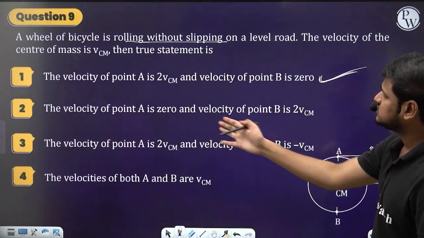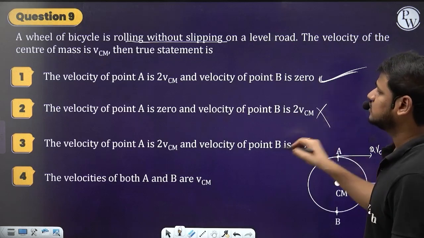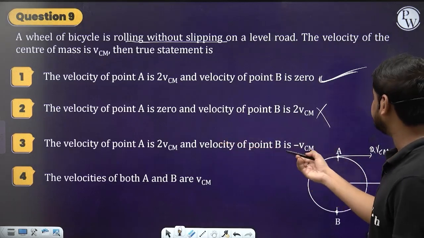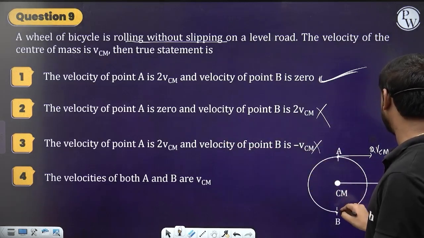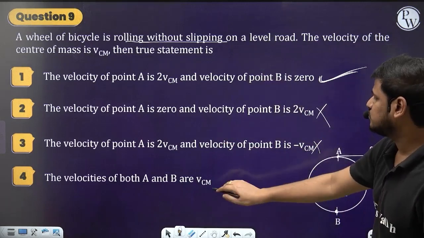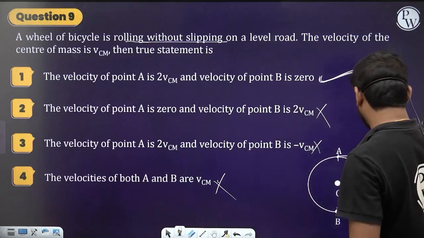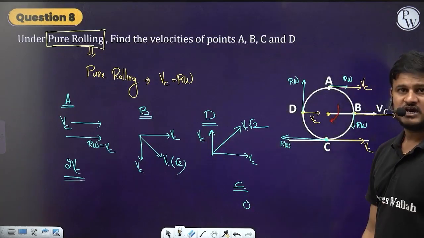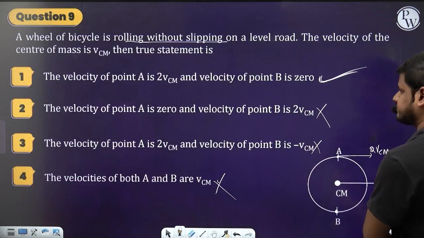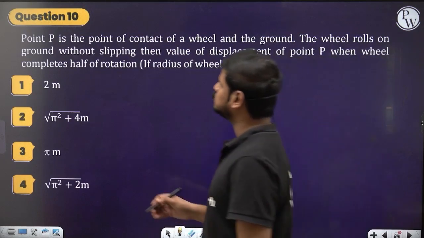And then velocity of A is 0. No. So the velocity of A is 2 VCM, B is 0, and the center is VCM. So then only it is said to be pure rolling. So both are VCM? No. So this is 0, this is 2 VCM. Just now we discussed, right? Clear? Chalo. So let's go for the next question.